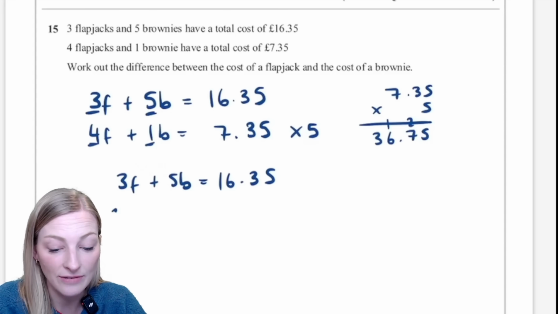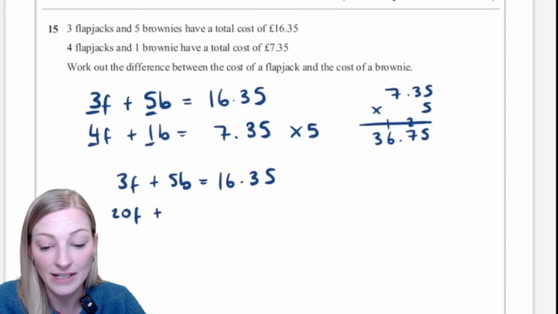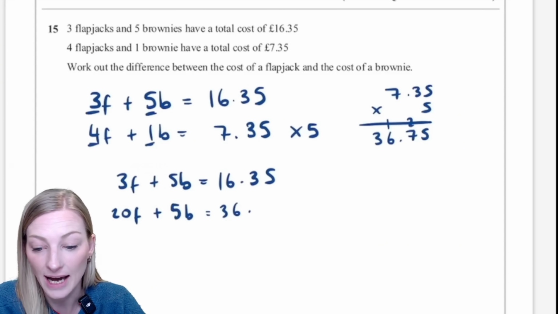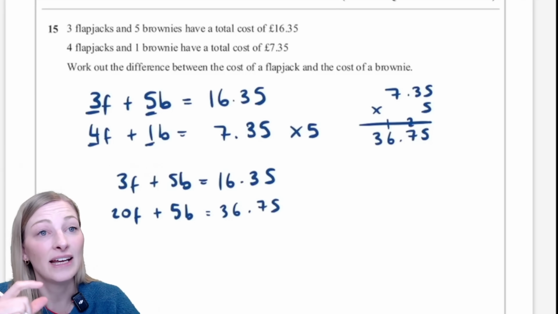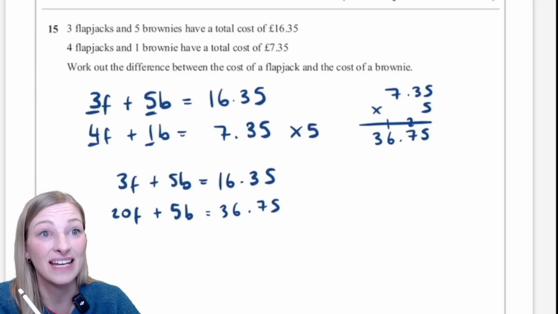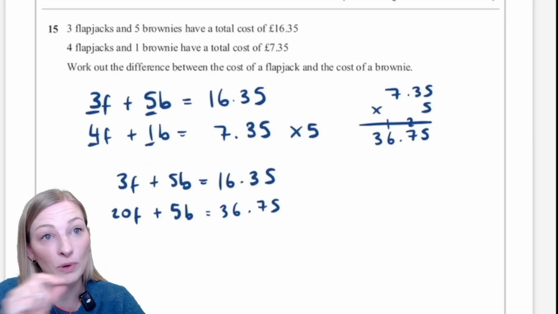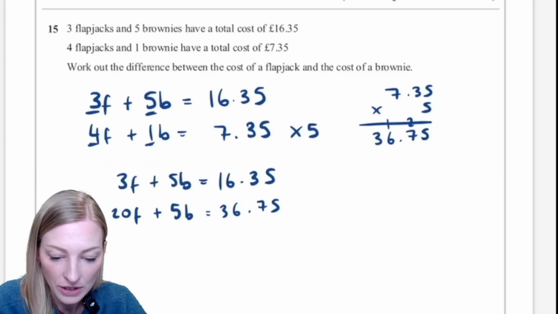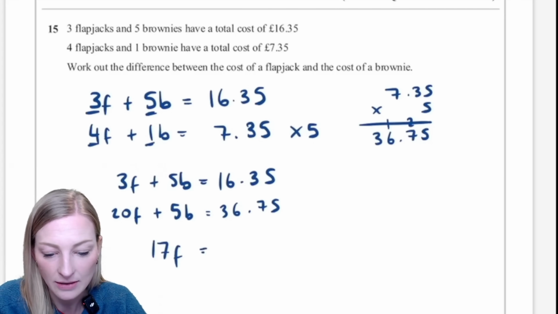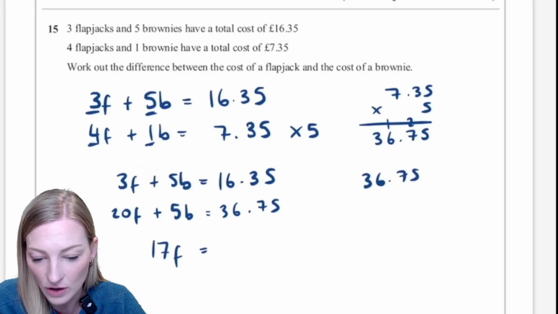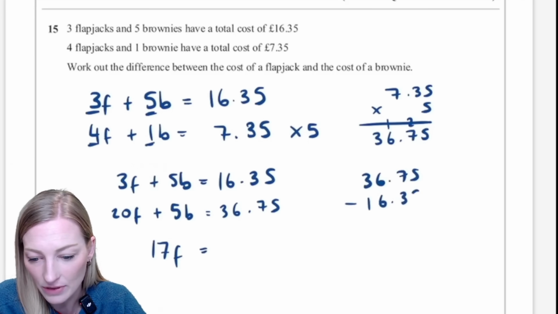So 20 flapjacks add 5 brownies is £36.75. So the difference here is going to be the extra 17 flapjacks. So let's now do the bottom row, take away the top row. So 17 flapjacks, because I'm doing 20, take away 3. And now let's do £36.75, take away £16.35.